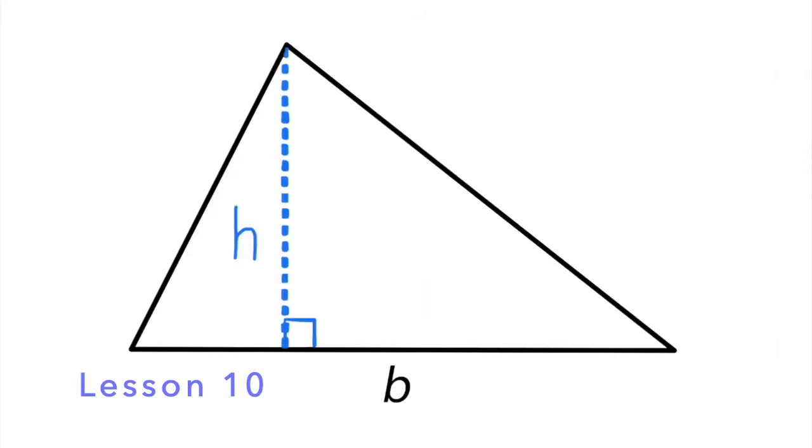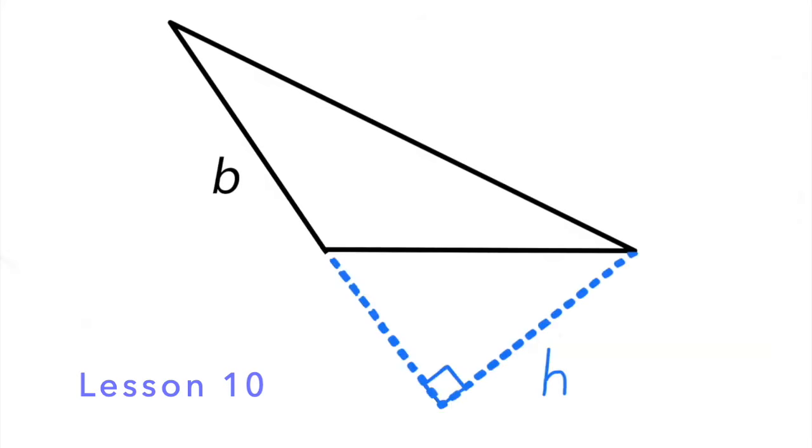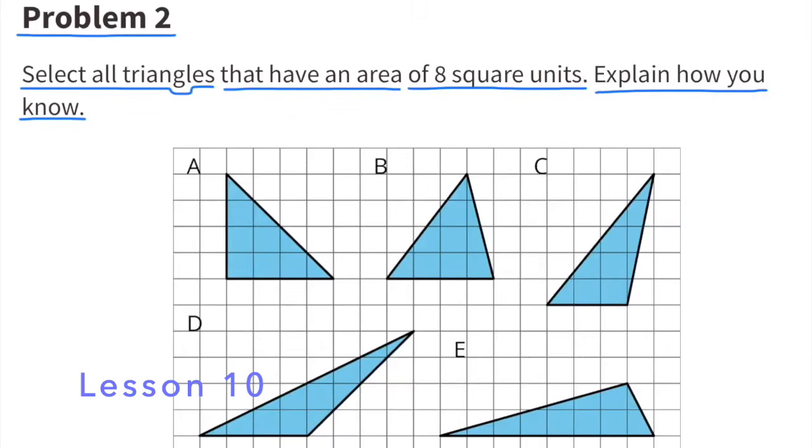For the second triangle, here you can see the corresponding height at a 90-degree angle to the base B. And here for the third triangle, you can see H, the height, that corresponds at a 90-degree angle to the base B. Number 2. Select all triangles that have an area of 8 square units. Explain how you know.